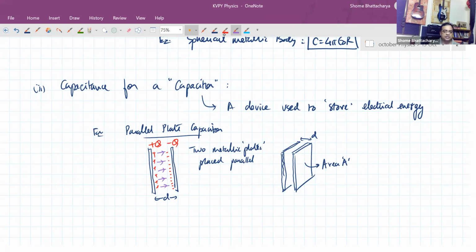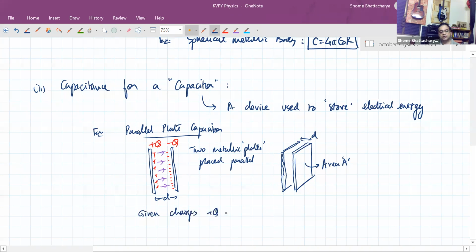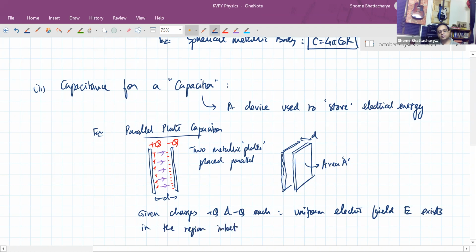Now here what happens is that the field exists in the space. Okay, so given charges plus Q and minus Q each, what happens? A uniform electric field, say E, exists in the region in between the plates.